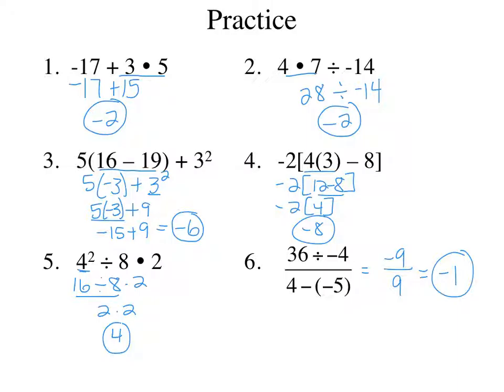gives you -6. Number 4, 4 times 3 is 12, minus 8 is 4, and then times -2 gives you -8. Number 5, 4 squared 16, divided by 8 is 2, and then times 2 is 4. And then number 6, you have to simplify your numerator to get -9, and then simplify your denominator, which really turns into 4 plus 5, which is 9, and then your last step is to divide to get -1.